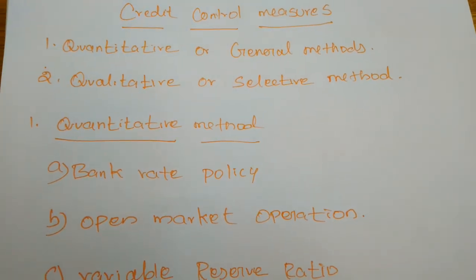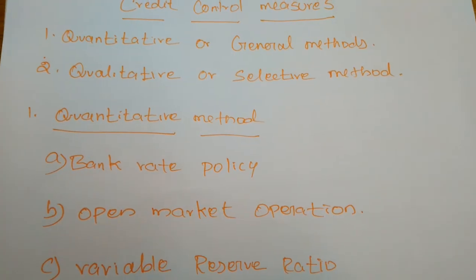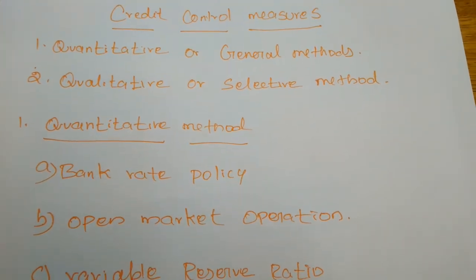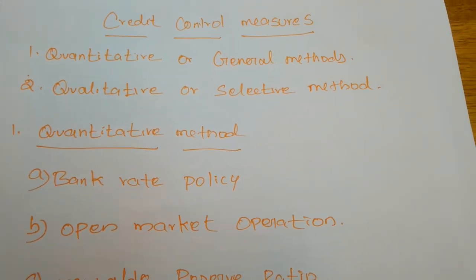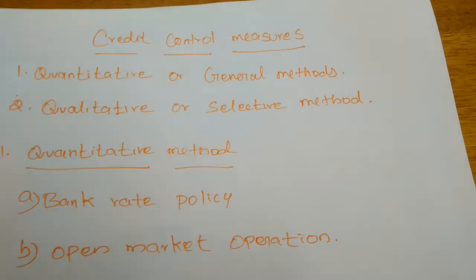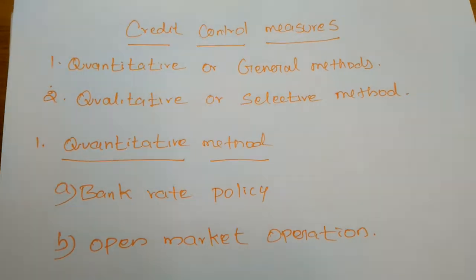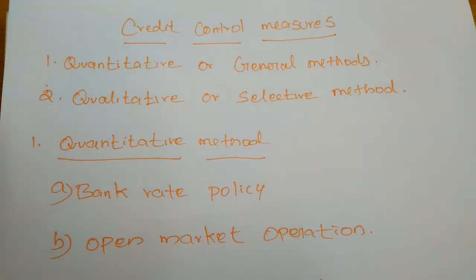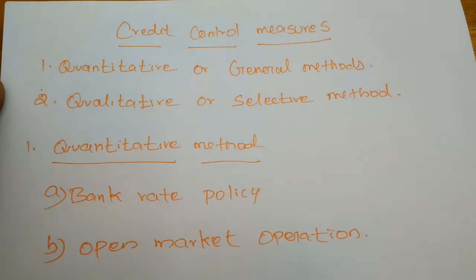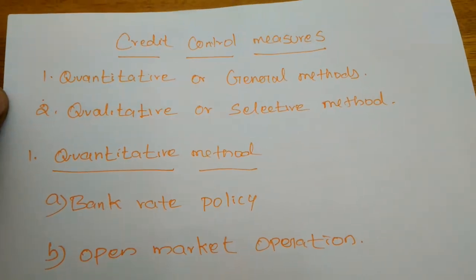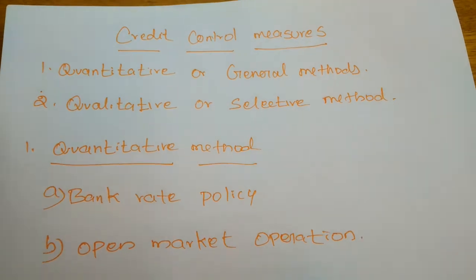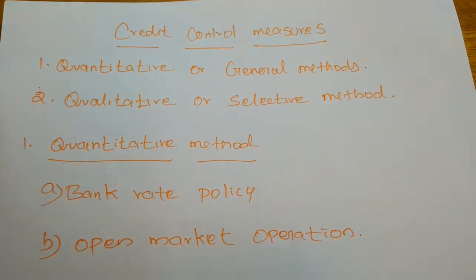The RBI is much better placed in credit control. The statutory basis for the control of the credit system by the Reserve Bank of India is embodied in the Reserve Bank of India Act 1934. Commonly, two types of credit control measures are handled by the Reserve Bank of India. The first one is the quantitative or general method. The next one is the qualitative or selective method.